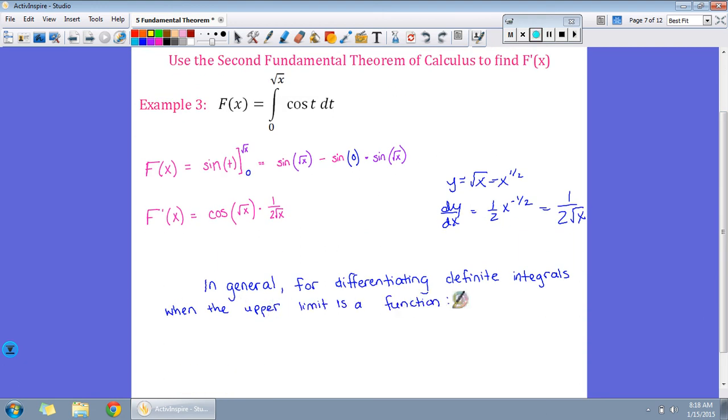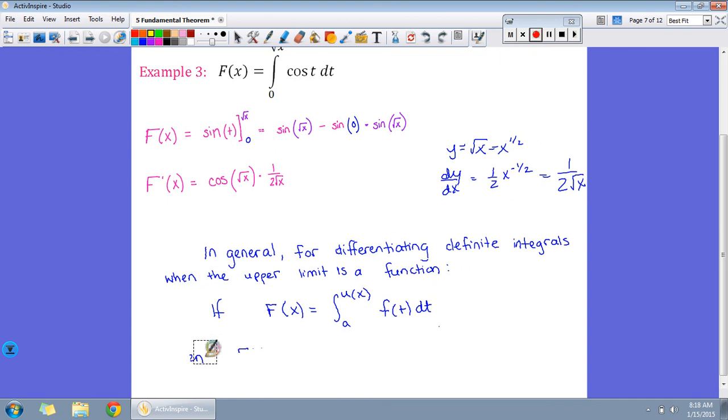when the upper limit is a function, we are going to think of that function as u of x, and our f prime of x is going to equal f of this function, plug in this function for t, and then you have to multiply by the derivative of this function. Let's try this in another example.